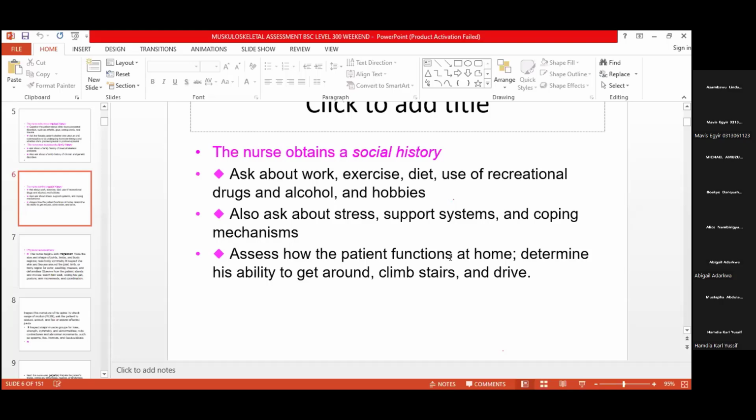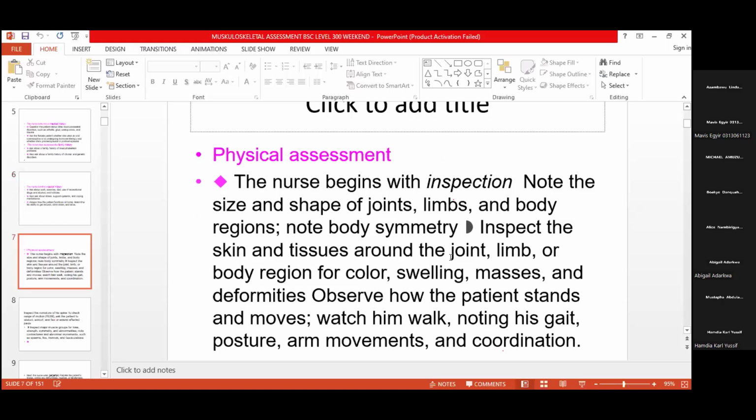Then it comes to the physical assessment. You begin with inspection. With inspection, you are looking at the size and shape of the joints, the limbs, and then the body regions. Here I said you have to ask the patient to just move some distance, and you keep an eye on the patient. Body regions, body symmetry: some people will walk and they've shifted to one side. Some will sit on the motor bicycle and they've shifted to one side. They are not straight.